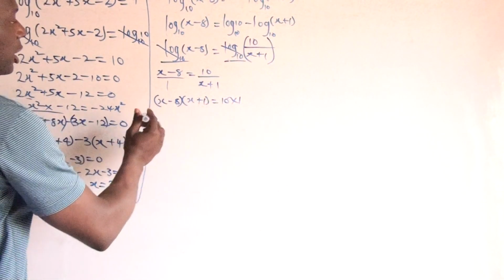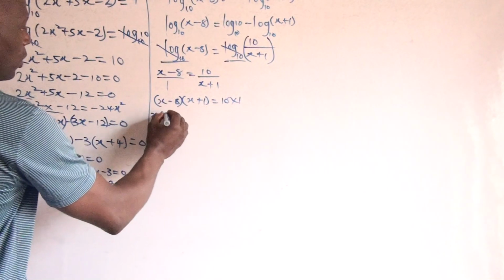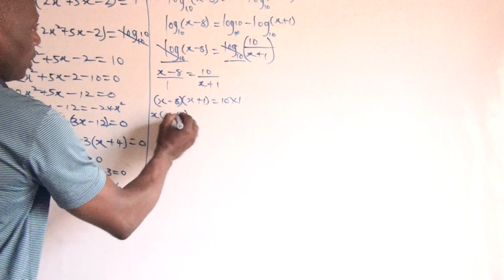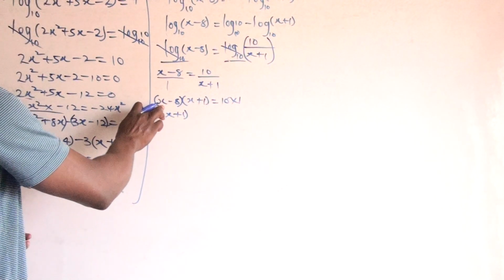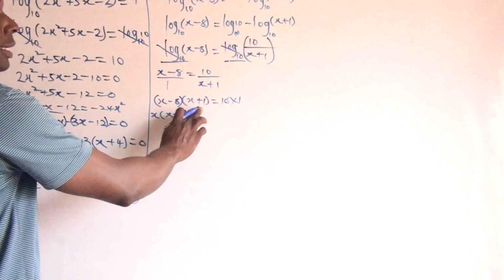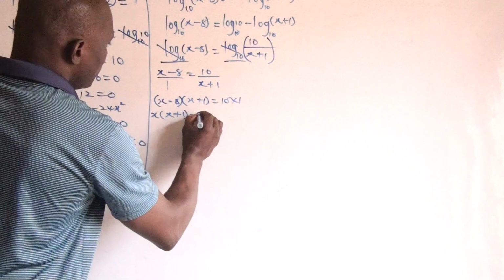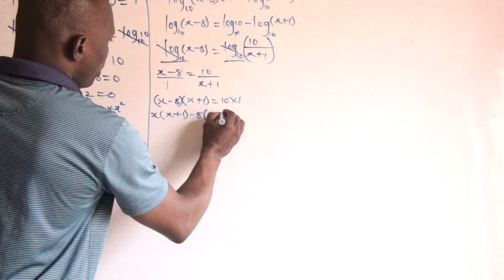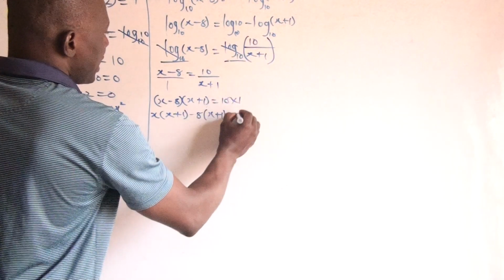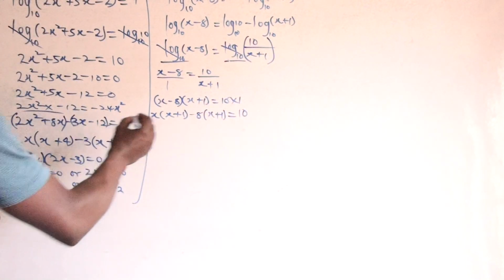So we expand this bracket. We say x into x plus 1. What we are doing here is that the whole of the term in this bracket will multiply the expression x plus 1. So you have minus 8 into x plus 1. So 10 times 1 is eventually 10. Okay, let's open this bracket.